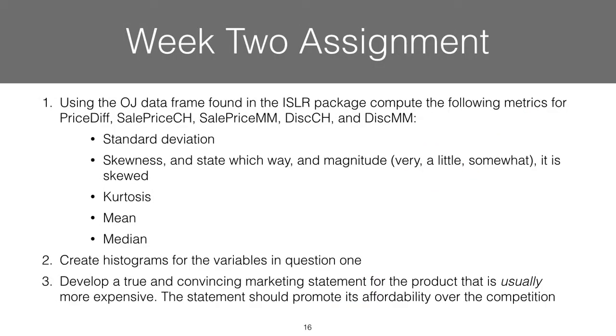So here's my assignment. Again, we had our cover page, now we state the questions. Using the OJ data frame found in the ISLR package, compute the following metrics: price difference, sale price for Citrus Hill, sale price for Minute Maid, discount Citrus Hill, and discount Minute Maid. Calculate the standard deviation, skewness, kurtosis, mean, and median. Note that for skewness, state which way and the magnitude: very little, somewhat, how skewed it is.